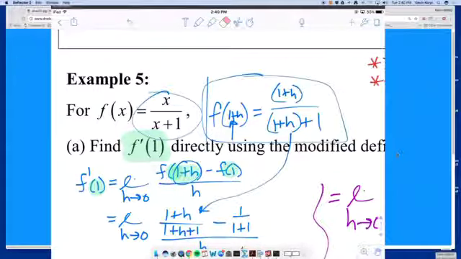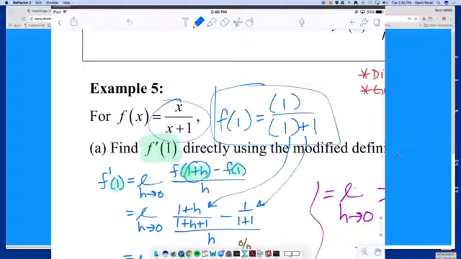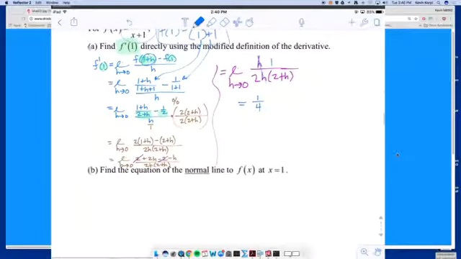And then minus, in the second one, we're just plugging in a 1. So that would be 1 over 1 plus 1. And you get that right there. Why do we plug in a 1? Because it's asking us to find f prime of 1. Yeah, that's your C value. If it said find f prime of 2, we'd be plugging in a 2 for C. So that's going to be given. So the slope of the graph at that point is 1/4.